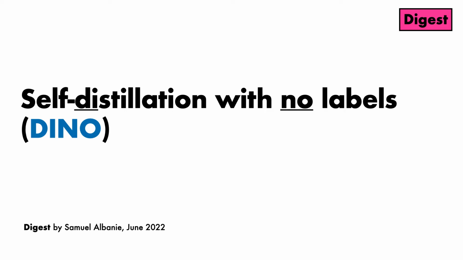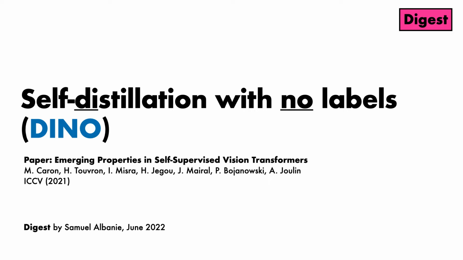Greetings. In this video, I will aim to provide a digest of the method self-distillation with no labels, or DINO. This work was introduced in the paper Emerging Properties in Self-Supervised Vision Transformers by Caron et al. and was published at ICCV 2021.